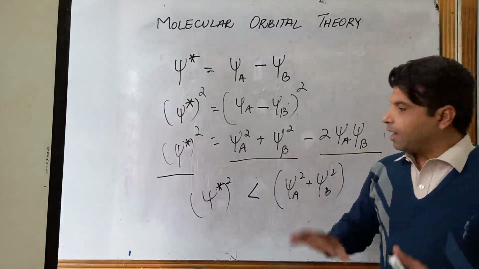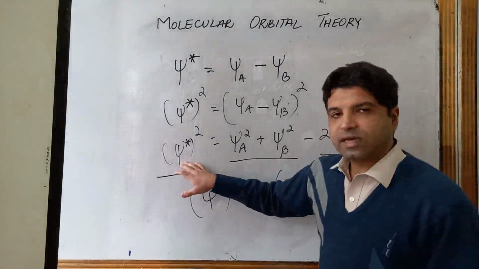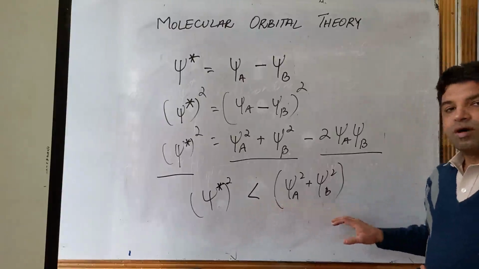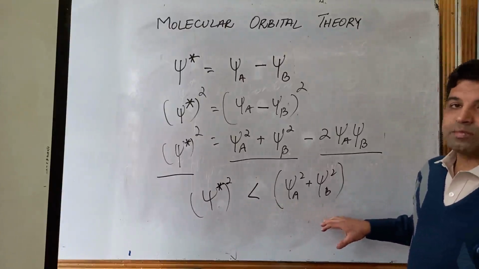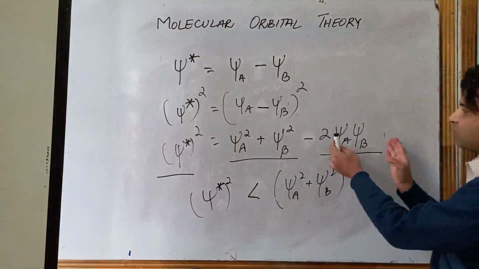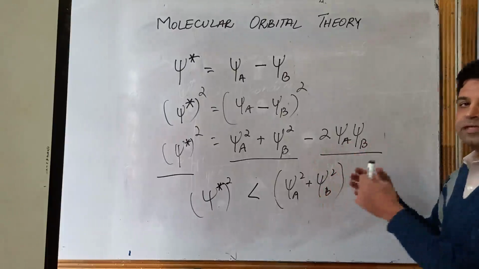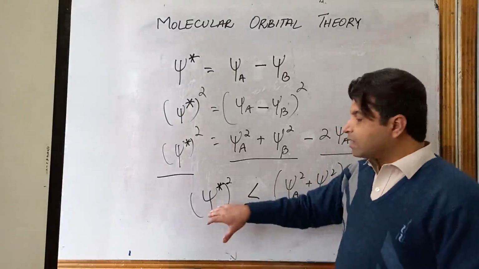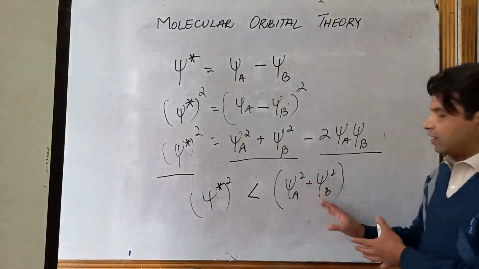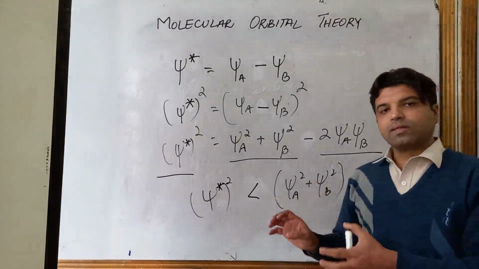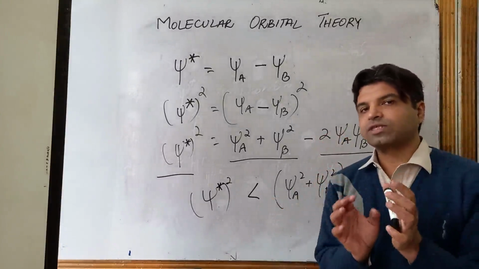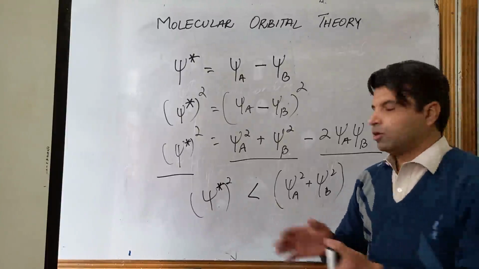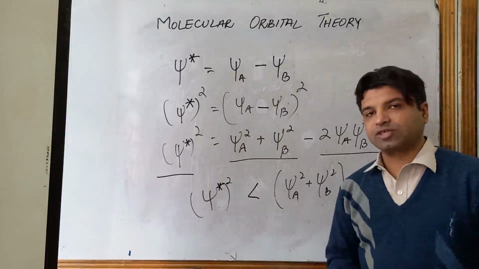And now you see that this psi star square is actually smaller than the sum of the squares of psi A and psi B, and this is smaller by this factor. Now you can say that the probability of finding the electron, or the electron density, or the charge density in this orbital is lower than on these orbitals, which means that the electron density still lies somewhere near the nuclei A and B rather than in the molecular orbital, that is the psi star, the antibonding molecular orbital.